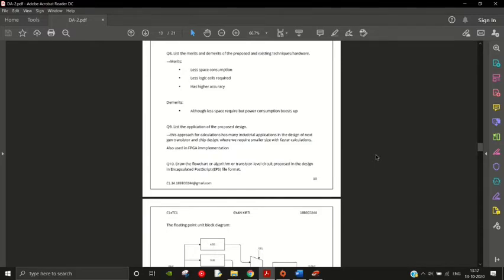Now the next question was to list the applications of the proposed design. This approach for calculations has many industrial applications in the design of next-gen transistor and chip designs, where we require smaller size with faster calculation. Also used in FPGA implementation.